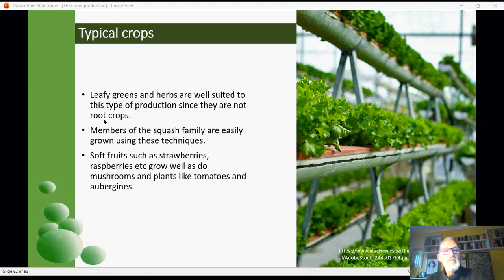Okay, so typical crops, you're talking about leafy greens and herbs. So if you're a lettuce fan, and there are no slugs here, fantastic, because they're not root crops. These are extremely easy to grow. The squash family, courgettes, are extremely easy to grow. Tomatoes, of course, mushrooms. Well, mushroom growing has been done for a long, long time. But also soft fruits like strawberries, raspberries. So you've got quite a variety of stuff.